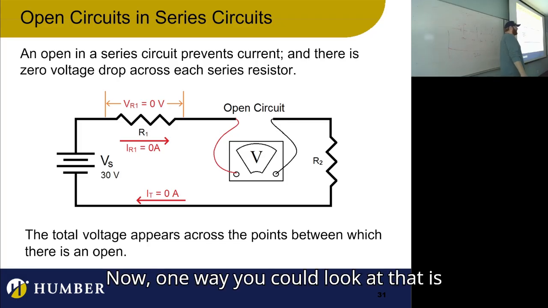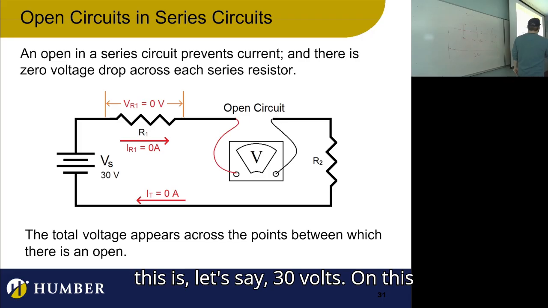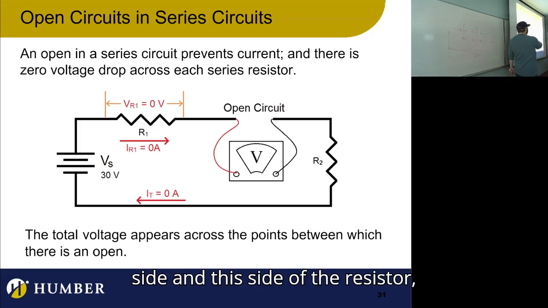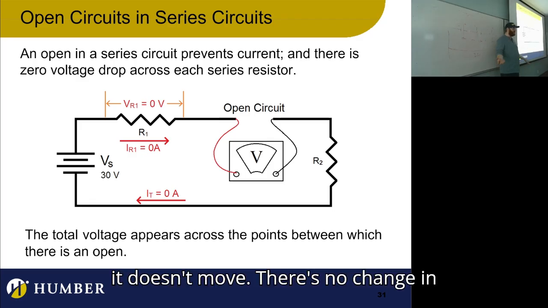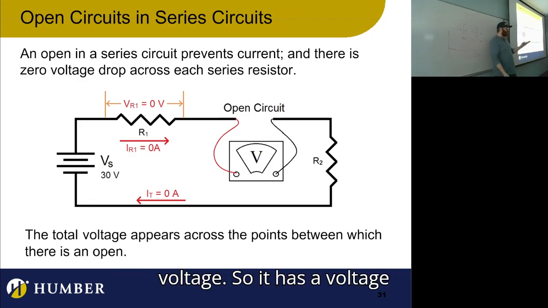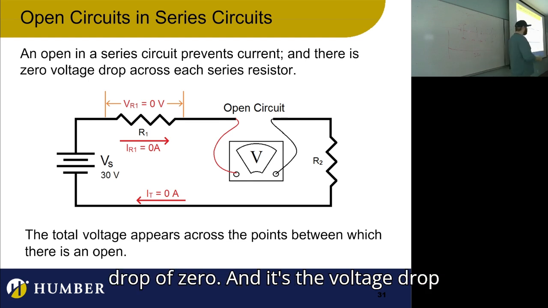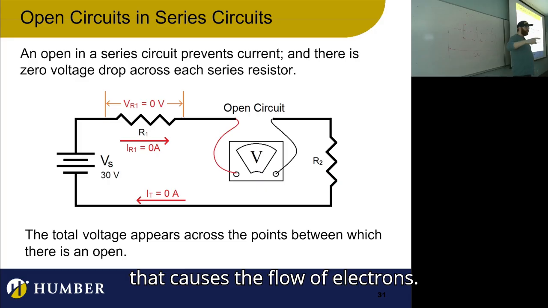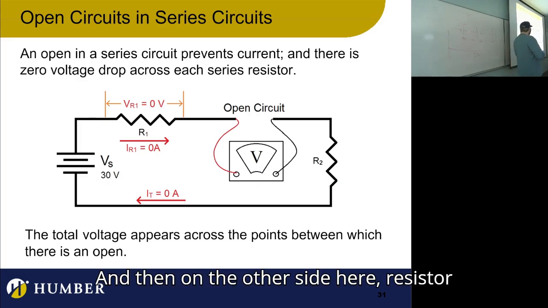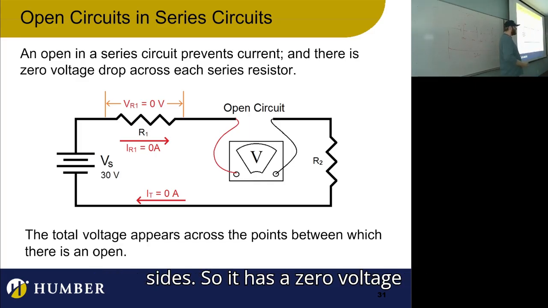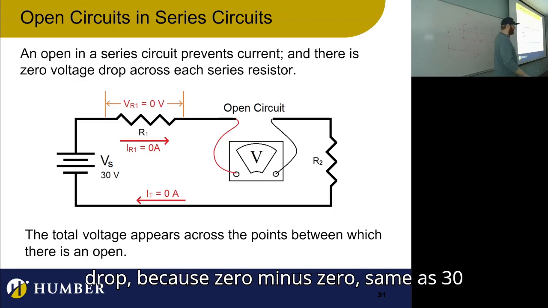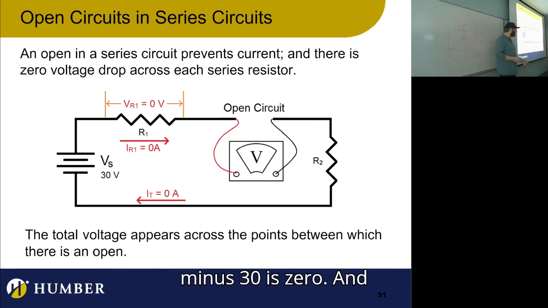Now, one way you could look at that is this is, let's say, 30 volts. On this side and this side of the resistor, there's both 30 volts. So technically, it doesn't move. There's no change in voltage. So it has a voltage drop of 0. And it's the voltage drop that causes the flow of electrons. And then on the other side here, resistor 2 has 0 volts and 0 volts on both sides. So it has a 0 voltage drop because 0 minus 0, same as 30 minus 30, is 0.